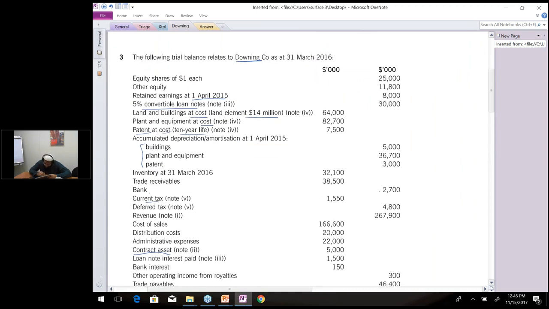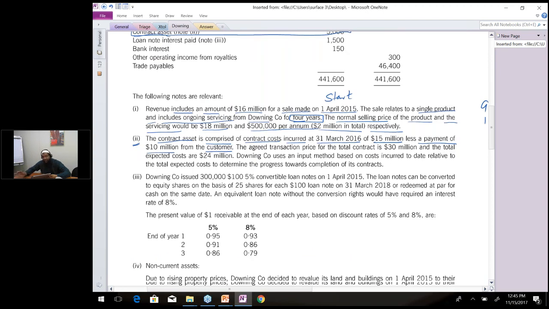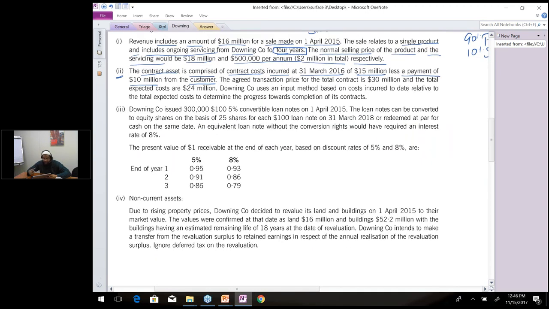If we go onto the trial balance, we are going to find a contract asset in this, which is over here. So the contract asset is 15,000. This is actually the revenue received from the customer and the cost paid by us. So this is basically a construction contract, which we had not covered in the previous IFRS 15, but now using the example, we can cover a bit of that.